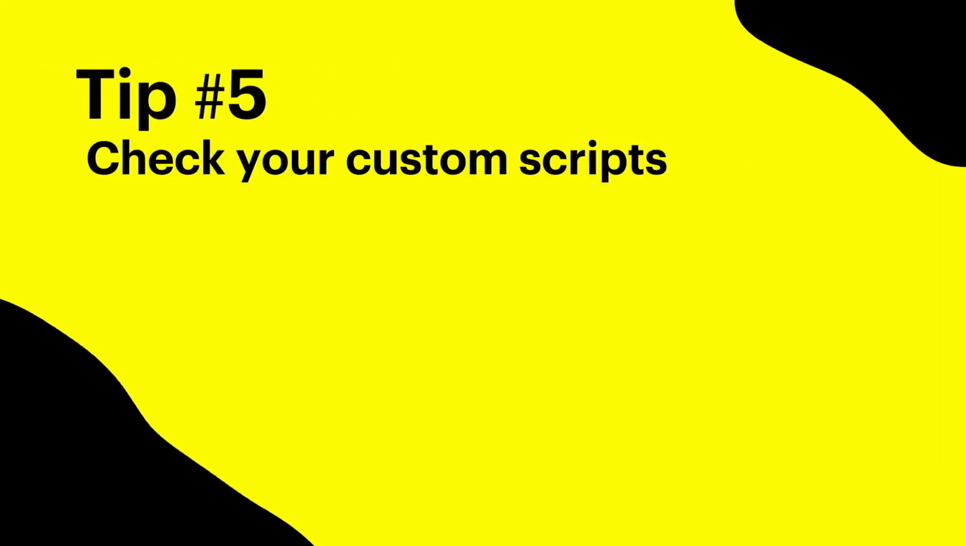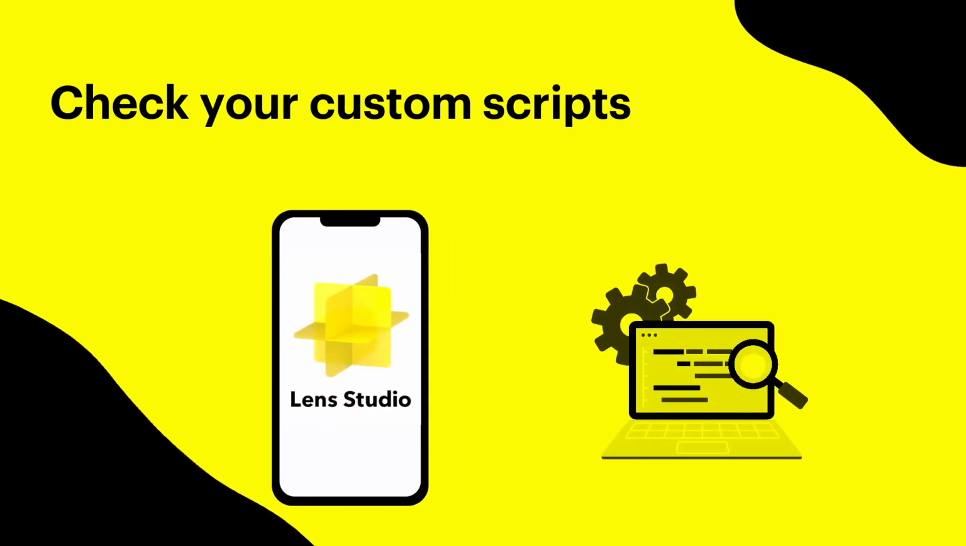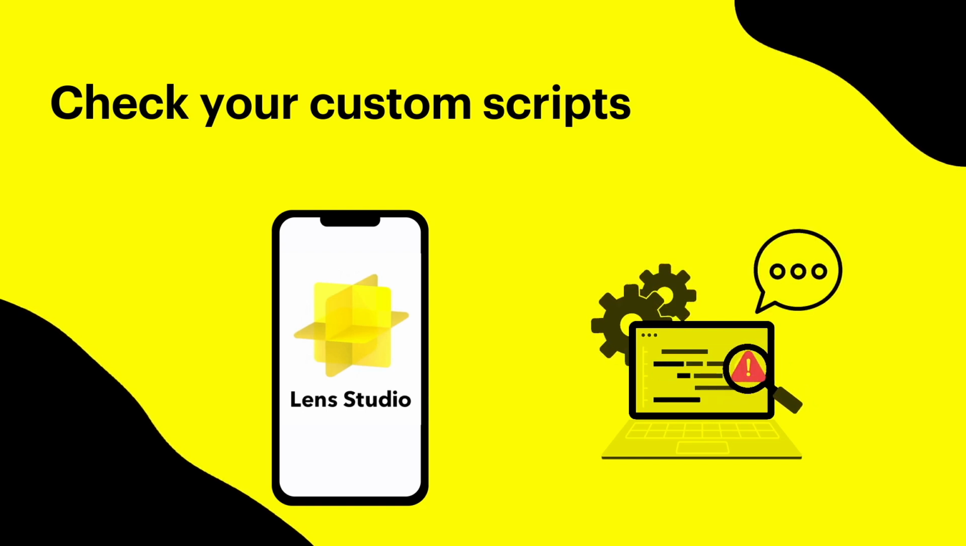Tip number 5. Check custom scripts. Your lens will be rejected in testing if one of your scripts produces a JavaScript error. If that happens, the testing system will provide an email with details on the error. However, if your scripts cause an error in the lens engine, it will not return a full error message. In that case, please refer to this list of common scripting issues available in Lens Studio documentation.